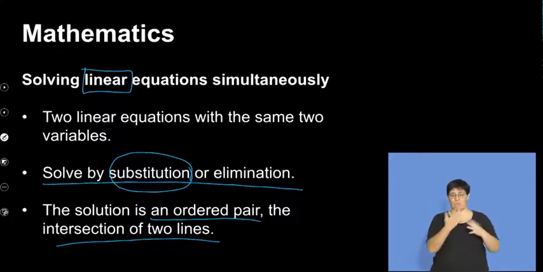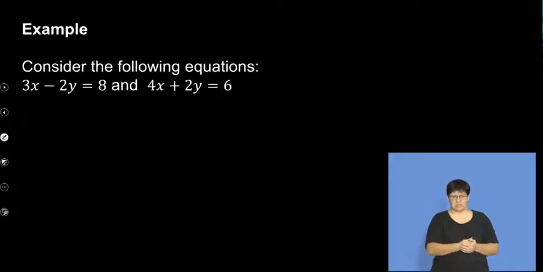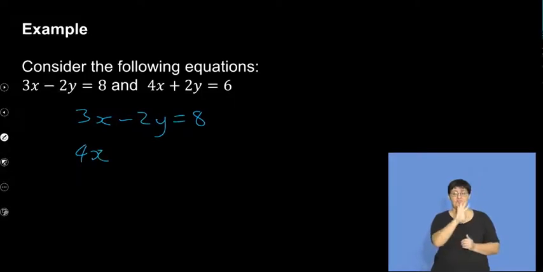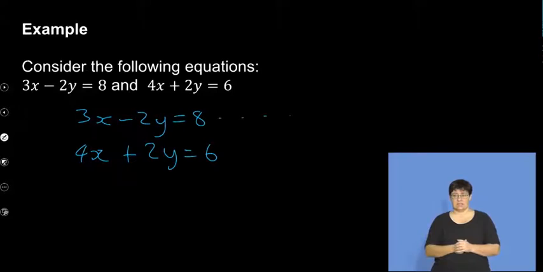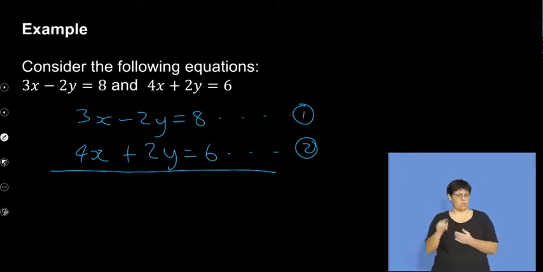Now, graphically, I'm going to show you what exactly this means. So consider the two equations that I have here. To solve this as a simultaneous equation, it will be 3x minus 2y equal to 8, and 4x plus 2y equal to 6. So I will label this as my equation 1, and that as my equation 2. And I will use the elimination method. Why? Because already you can see that I can eliminate the y and only be left with the x.